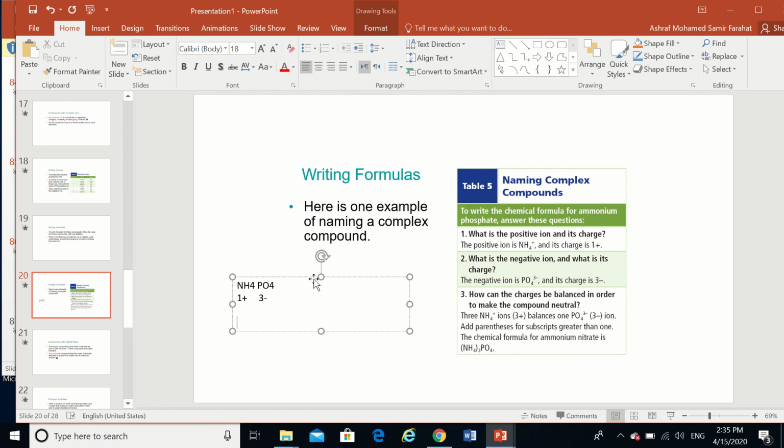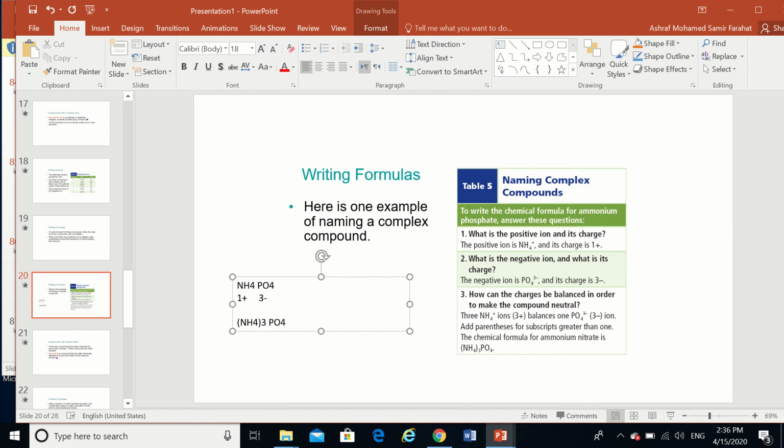I put the 3 here and the 1 there, so it becomes NH4, and this will be 3, and the PO4, that will be 1, right? So again, I don't write 1, I don't write minuses, so it becomes (NH4)3PO4.